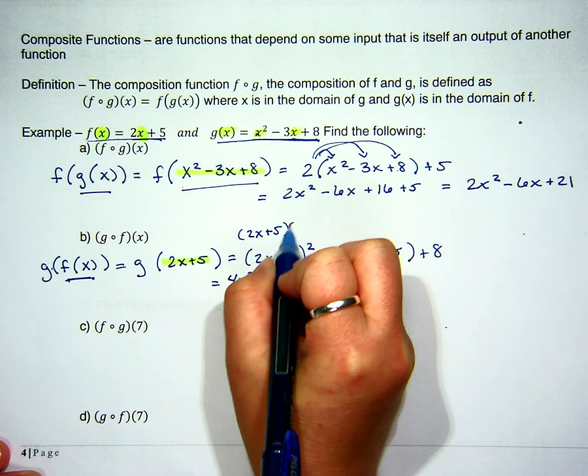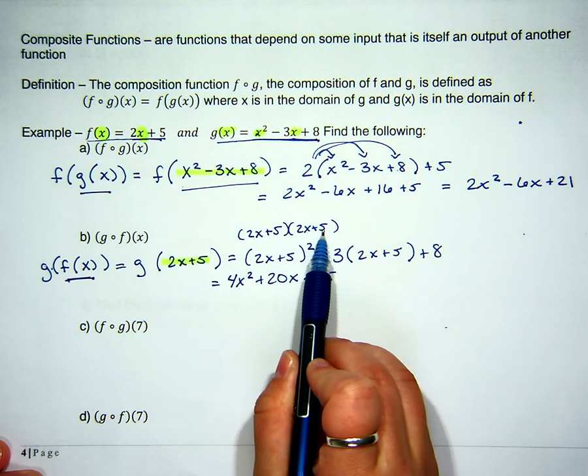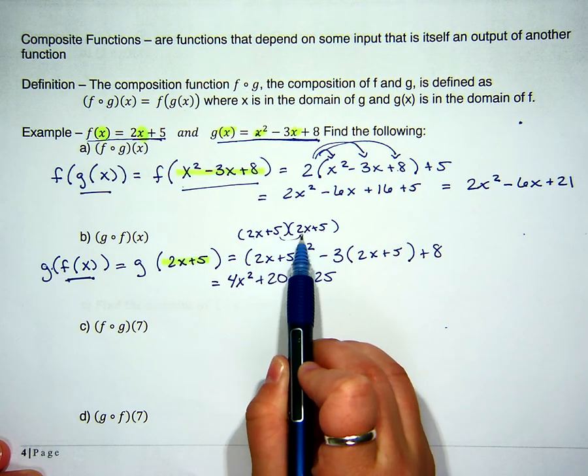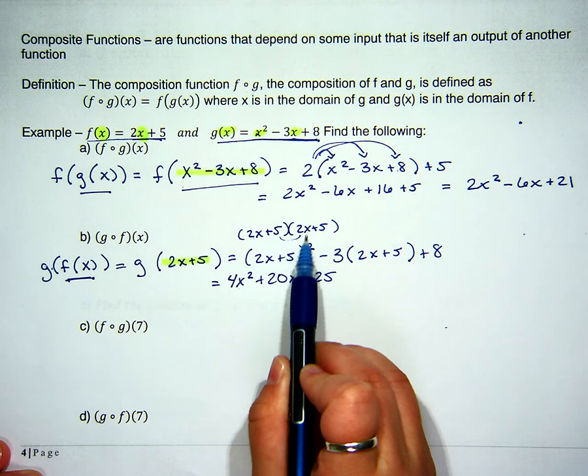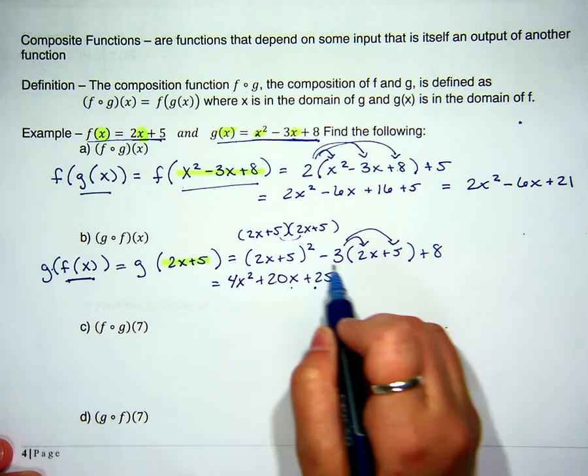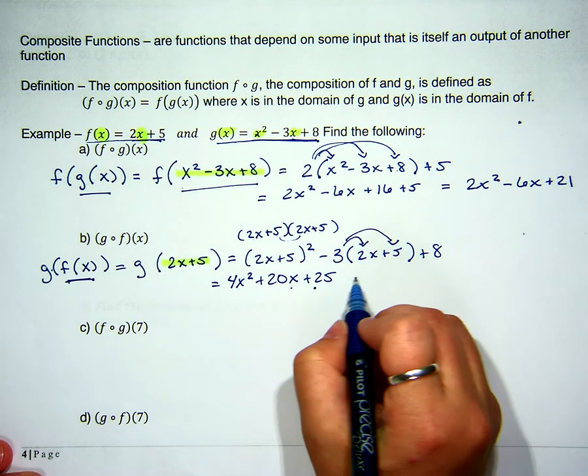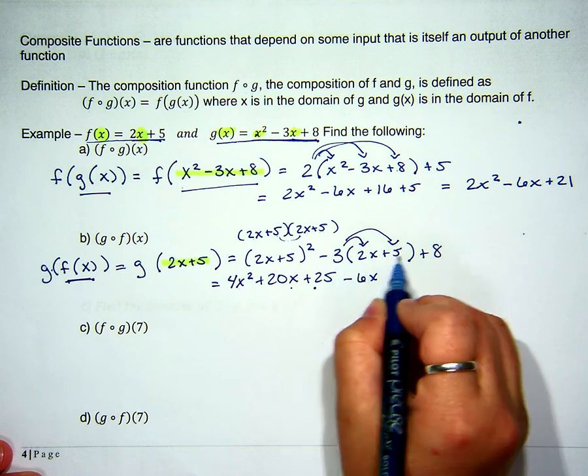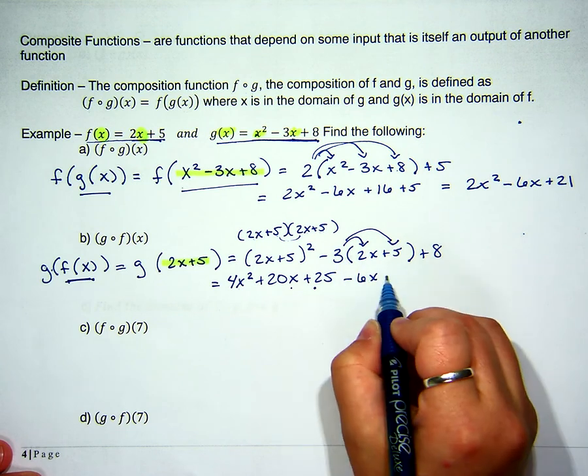2x times 2x, 4x squared. 2x times 5 is 10x. 2x times 5 again is 10x. 10x and 10x is 20x. And 5 and 5 is 25. Distributing this second part, negative 3 times 2x, negative 6x, negative 3 times 5, negative 15, add the 8.